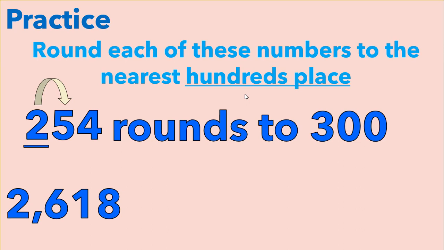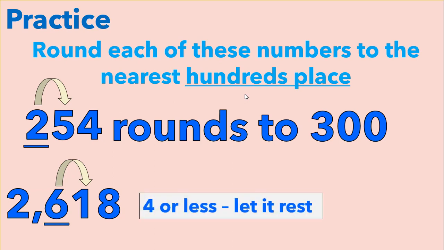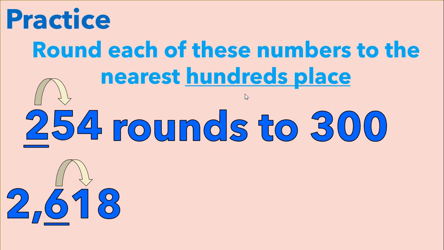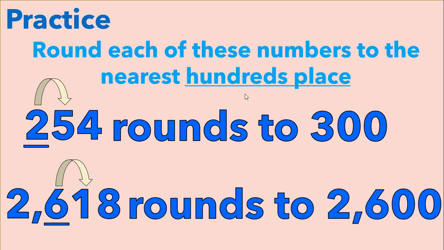Here, 2,618, the 6 is in the hundreds place. We're going to look at the 1 in the tens place to determine if we're going to round to 2,600 or 2,700. We can see the 1 falls in the category of 4 or less, so we're going to let the 6 rest, meaning that we're going to round 2,618 to 2,600.